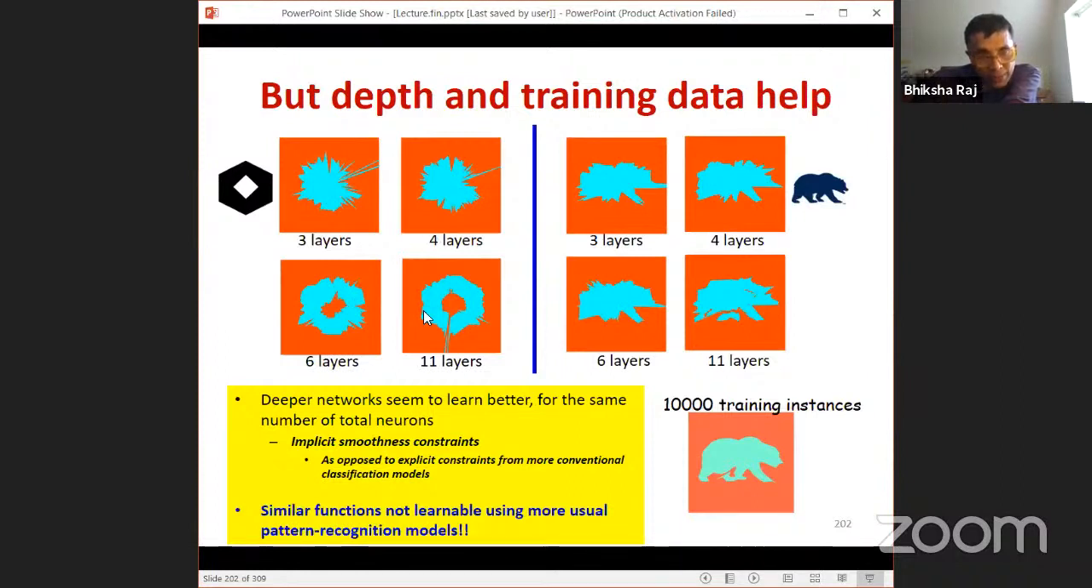And you can see that with the same number of neurons, if I rearrange the neurons into a deeper network rather than a shallower network, I actually learn the target decision boundary much better. In fact, in terms of weights, this has many, many fewer weights than this one, and yet it's able to learn this boundary really well. Same thing here. When I try to learn this bear decision boundary, if I rearrange the 660 neurons in 11 layers, I get a much better estimate than if I arrange them in 3 layers.